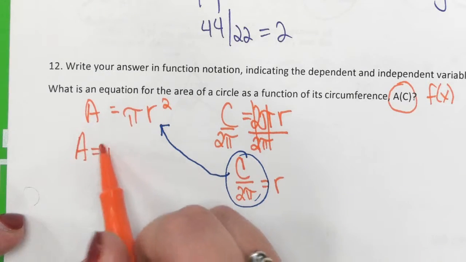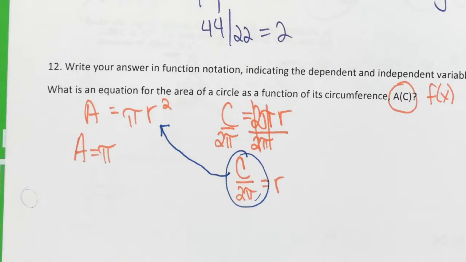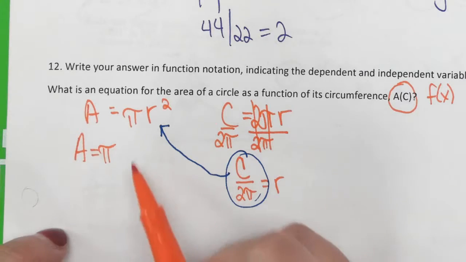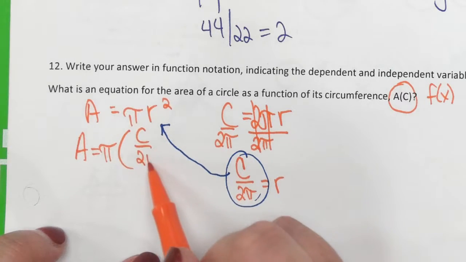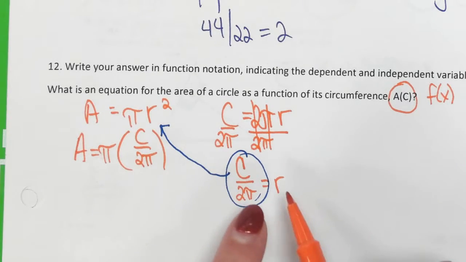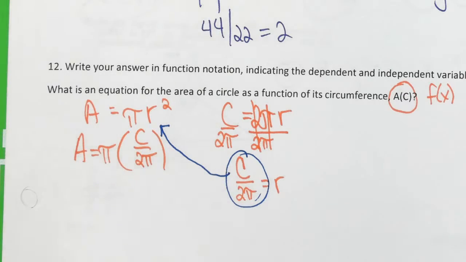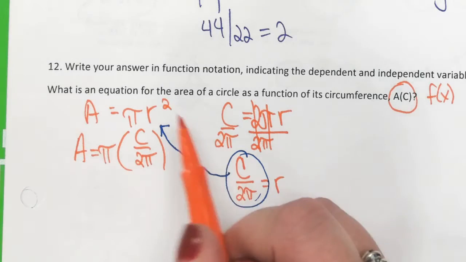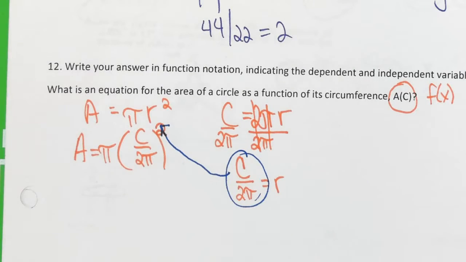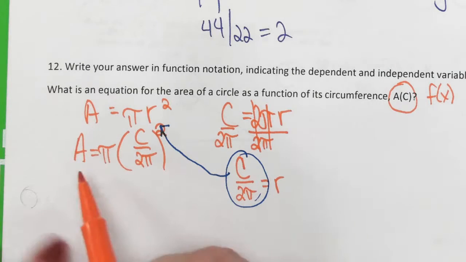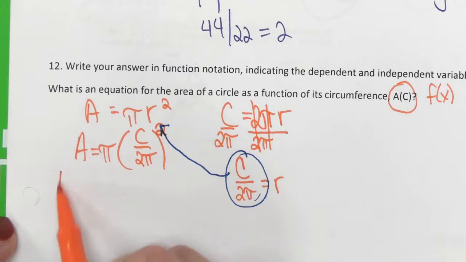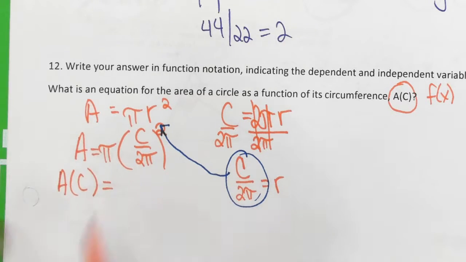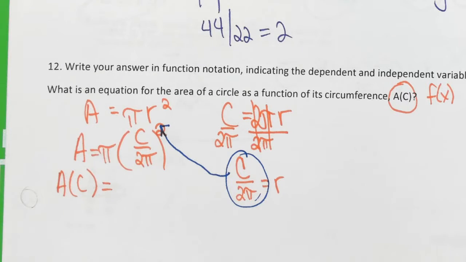A equals pi, but I'm not going to put R. I want to put what for R instead? Because it means the same thing, right? I just solved it. I just said that they were equal. And then I can square it, right? Okay so far? Now we can simplify that a little bit. So technically this is not A anymore. This is A of C. What could I do to simplify that a little bit?